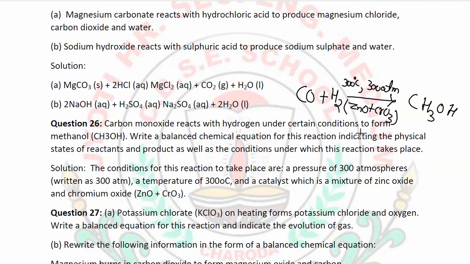Okay. I think so it is not chemically balanced. 3, 1, 4. So for 4, 2H2 will be required. Now it is chemically balanced. Okay. So this is the reaction which has been required out here. Next question.